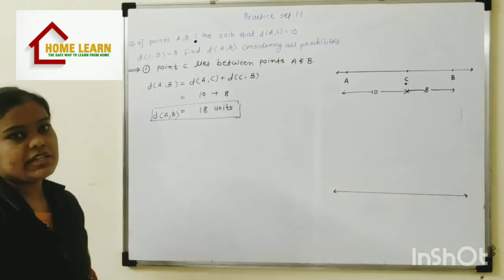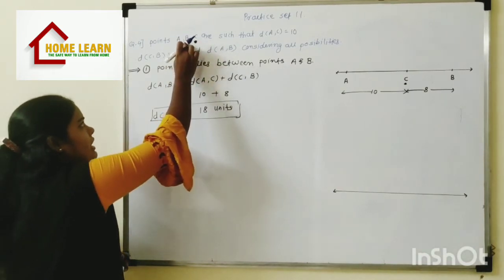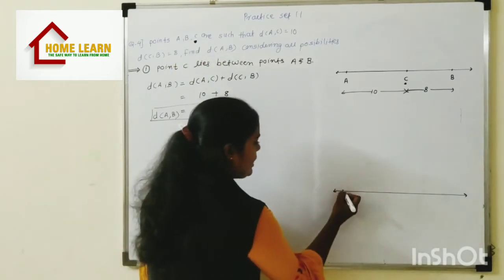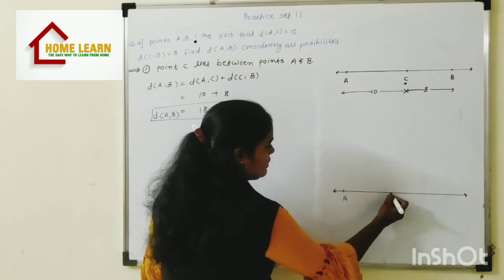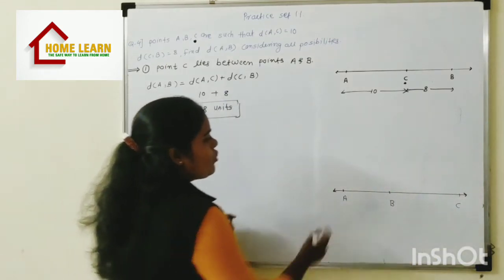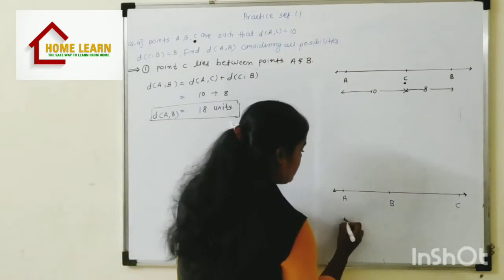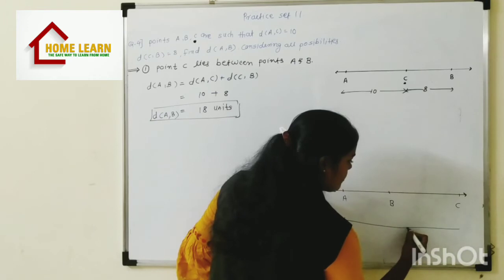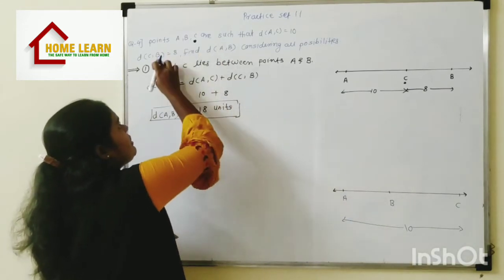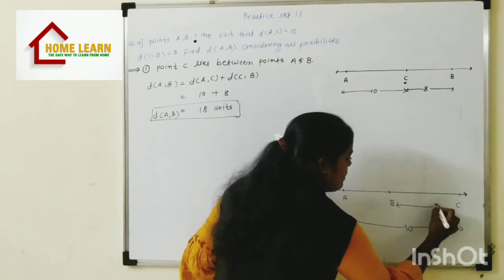Consider now the second possibility. If we take points A, B, C, and point B lies in between points A and C, let's see what happens. If we take point A here and point B here in between A and C, then the distance between A and C is given as 10 units, whereas the distance between points C and B is 8 units. That means this is the distance between points B and C.